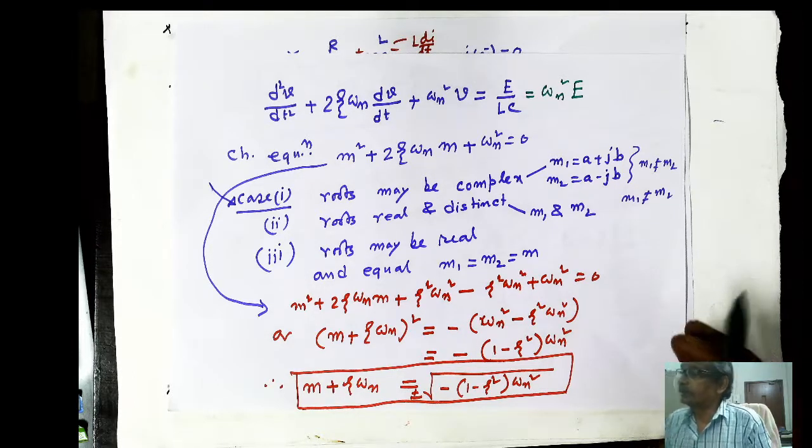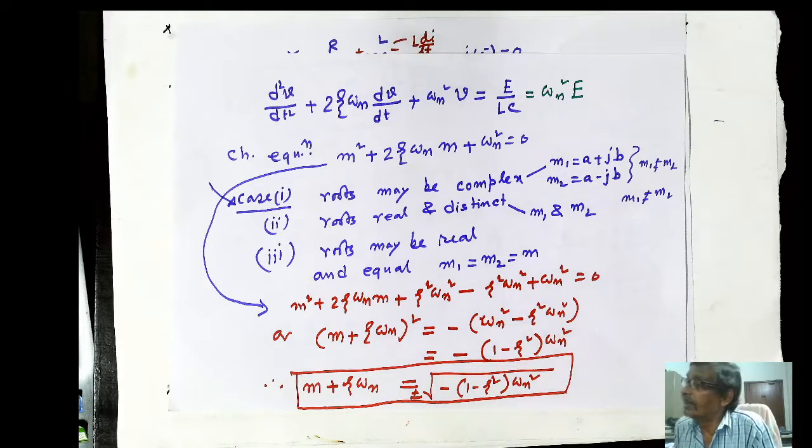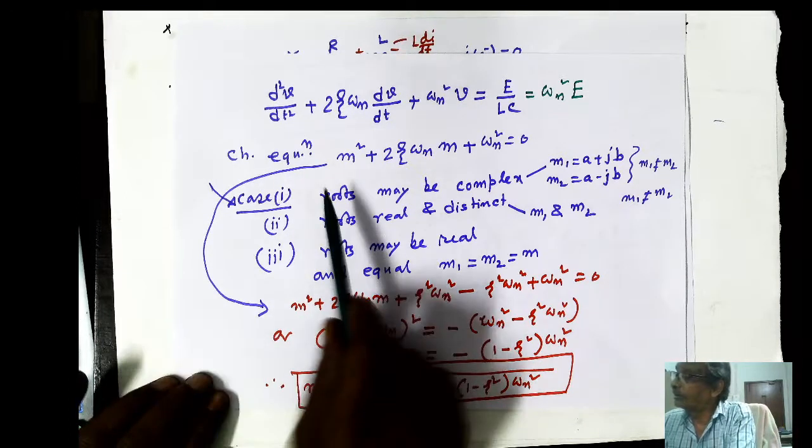And the third case could be roots may be real and equal. Because under complex condition, roots cannot be equal. They are complex conjugate, isn't it? So, this thing I have to find out the roots now.